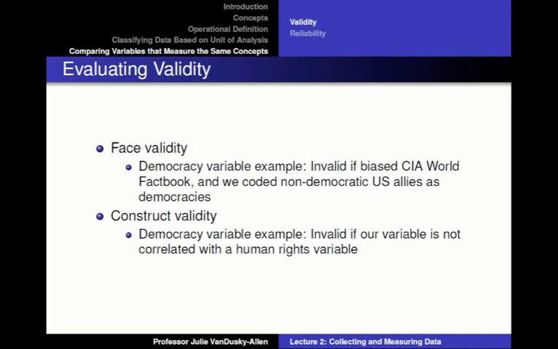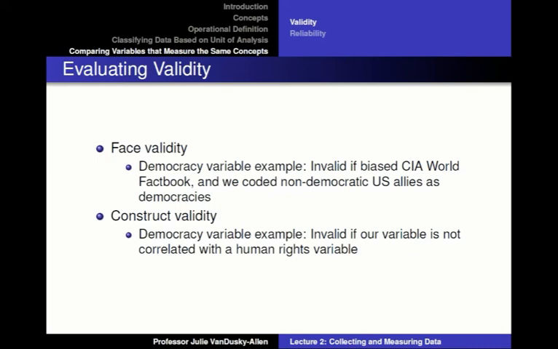There are several different ways we can evaluate whether a variable is valid. The two I'm going to talk about in this lecture are face validity and construct validity. Generally speaking, the face validity test is when researchers examine how a variable is measured and determine whether the variable is a valid measure of a concept. Often experts will look for the potential for systematic measurement error in a variable based on how it's measured. If there is potential for systematic measurement error, they may conclude the variable does not pass the face validity test.